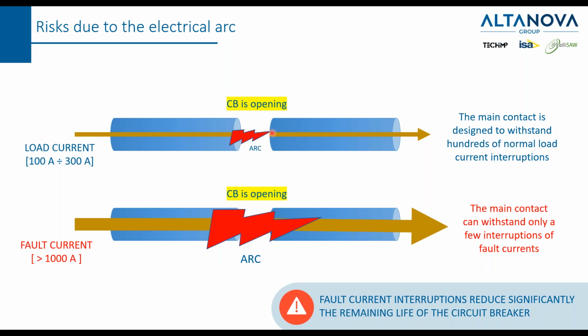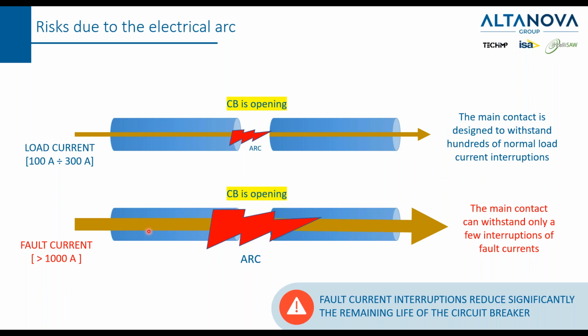It must be understood that not all arcs are so dangerous for the breaker. The circuit breaker is designed to open hundreds of times the level of current that falls in this range, between 100 and 300 amps. This is the typical load current for a high voltage circuit breaker. So you can see the main contact is designed to withstand hundreds of these kinds of operations.